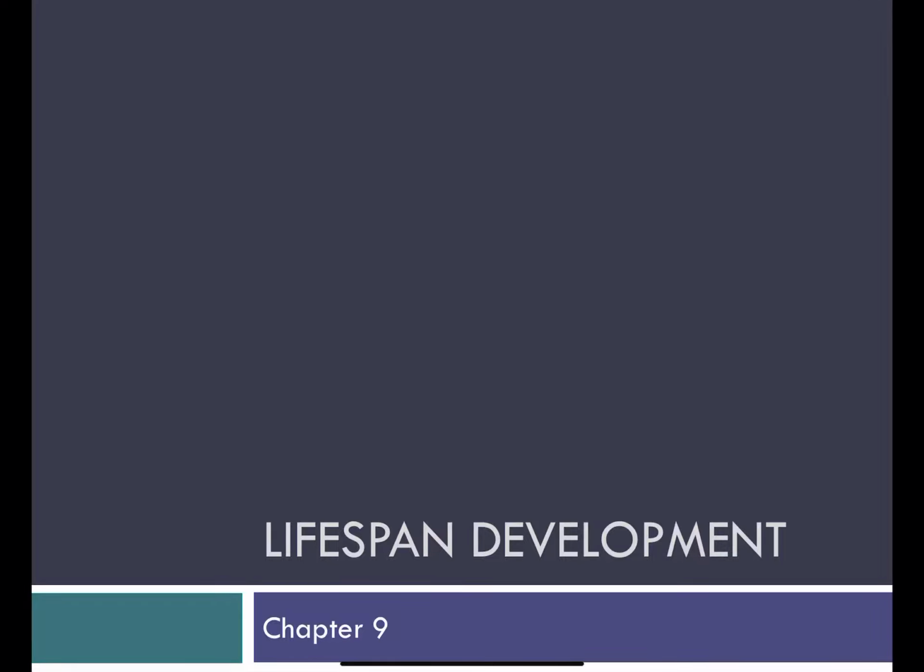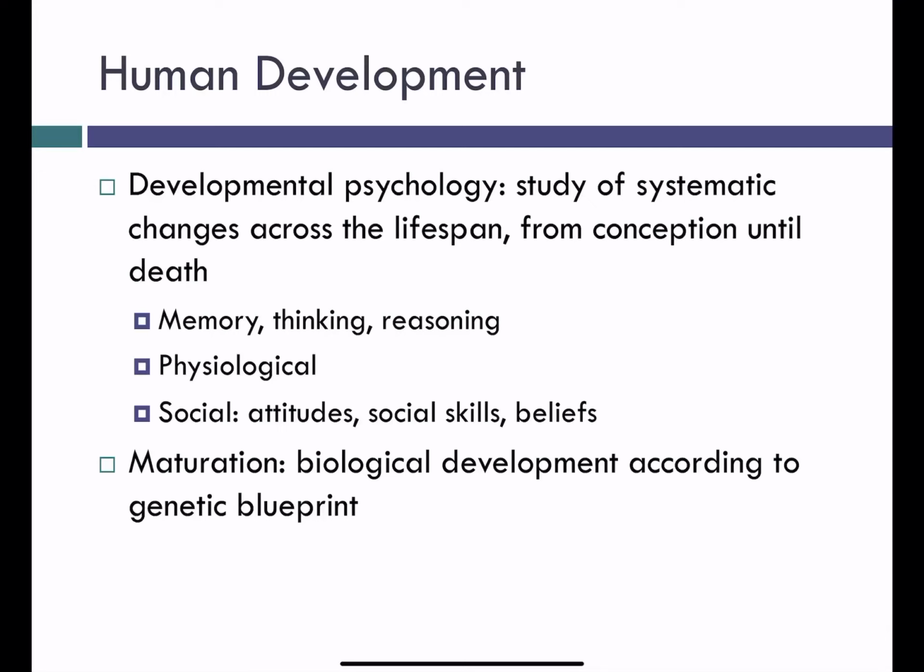All right, so this lecture will cover Chapter 9, Lifespan Development. And when we talk about development, we're talking about changes across the lifespan, not just birth to adolescence, but really from conception to death. In adulthood, we tend to see less rapid, but still important changes. And really, development happens in all areas of psychology.